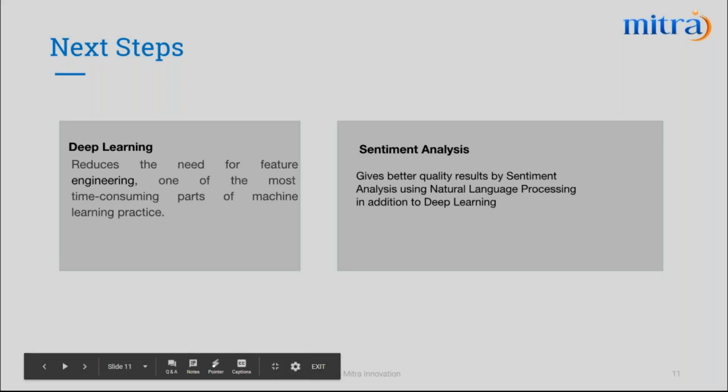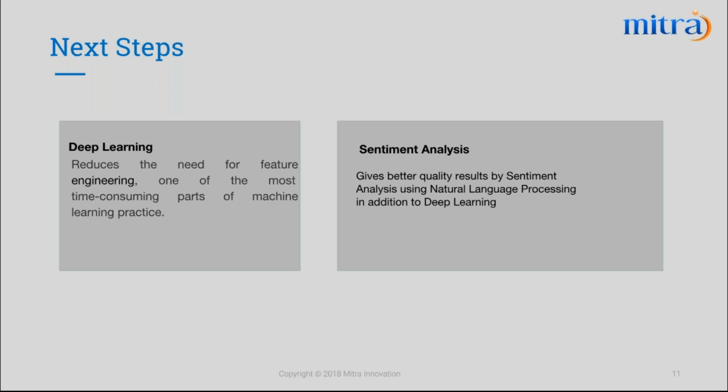Now you saw how we actually generate an inference on the current model, and as I said before, it's using deep learning. The advantage of using deep learning here is that it reduces the need for feature engineering, which is one of the most time-consuming parts of machine learning practice.